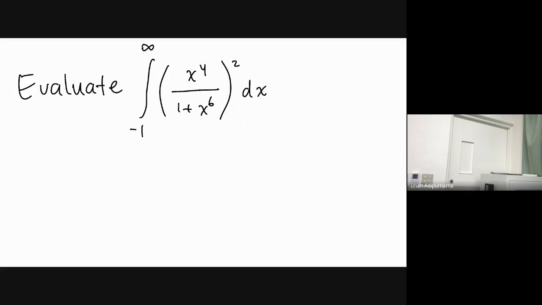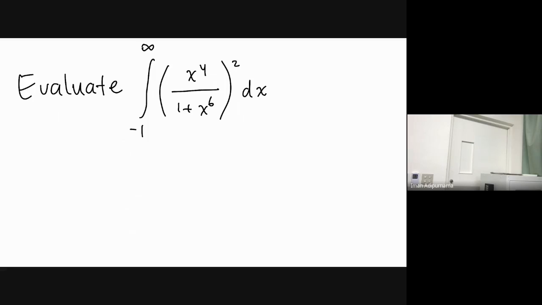Okay. Let's observe the form. You have x to the 4 over 1 plus x to the 6, and it's squared. So maybe to make it simple, we can square it and make it x to the 8 over (1 plus x to the 6) squared. Okay. And you see the x with power of 8 and you have this 1 plus x to the 6 and then squared, right?